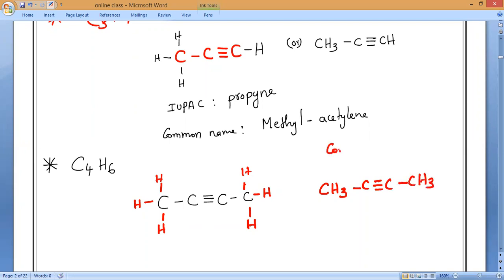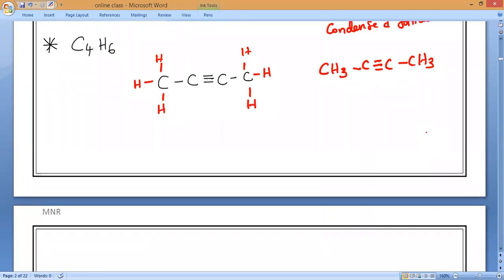So this is what we call the condensed formula. Condensed formula is very, very important, so all of you should be able to learn that. Now the IUPAC name. What is the IUPAC name? All of you? Butane. Yes, but it is not the IUPAC name.